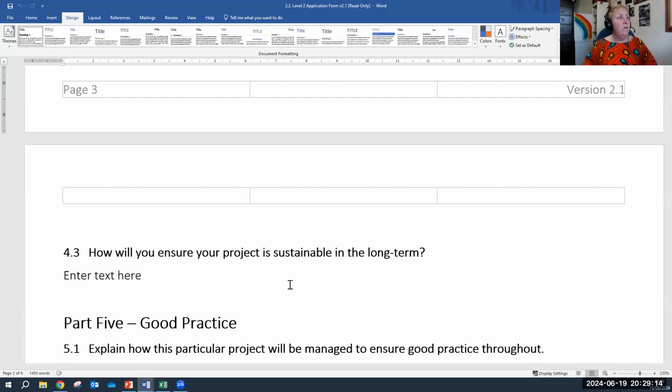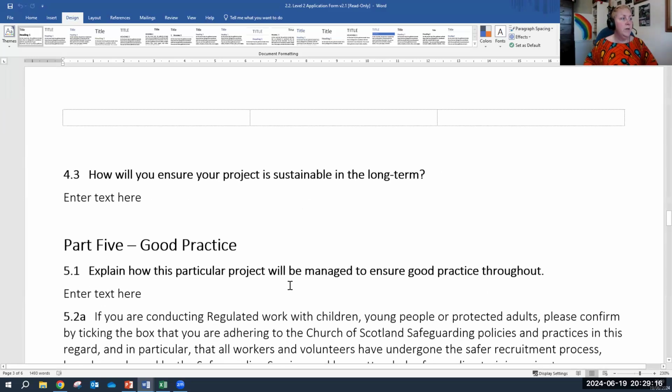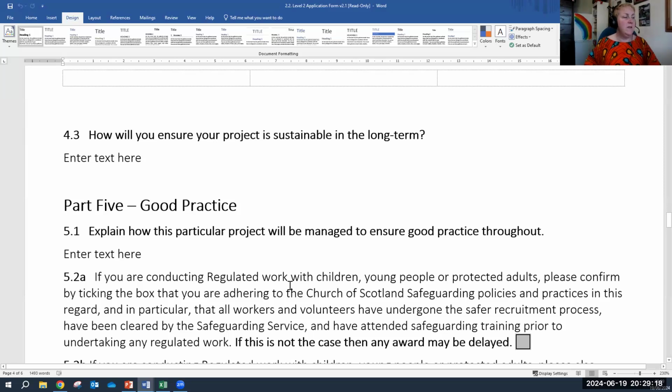Part 5 of the form, good practice. Explain how this particular project will be managed to ensure good practice throughout. So again, just normal things. We need to understand, how is this project going to be supported and by whom? Are other organizations going to help? Who's going to be doing the day-to-day managing of tasks? Who's going to be doing line managing? Who's in charge of a monthly pop-in chat to see how things are going?